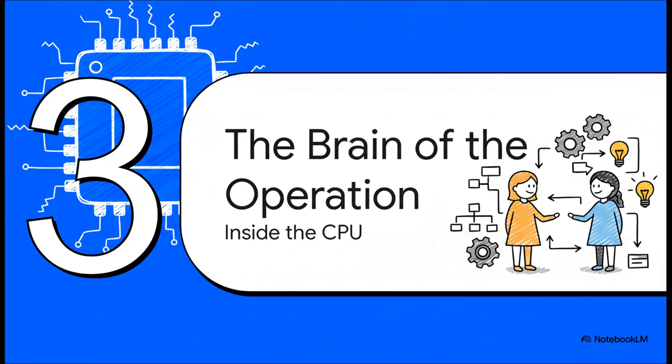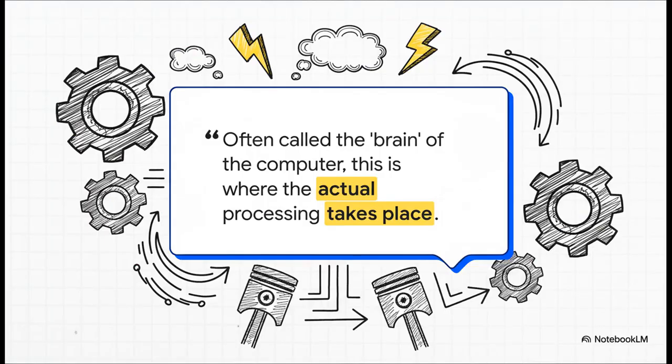But now I want to go a little deeper. Let's zoom right in on our star player, the CPU, because it turns out the brain isn't just one single part. It's actually got its own little two-person crew inside. Yeah, this really nails it. When we say it's the brain, we're not kidding. This is where the magic happens. It's the engine of the whole machine. So let's pop the hood and see who's in there.